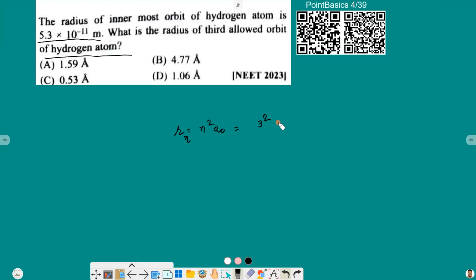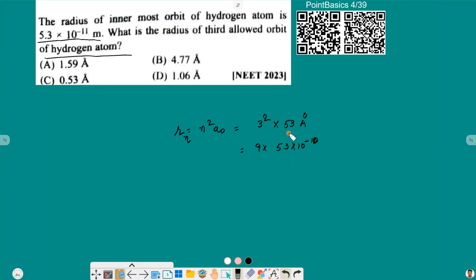And the value of a naught is 0.53 angstrom, or that will be 9 into 5.3 times 10 raised to the power minus 11.